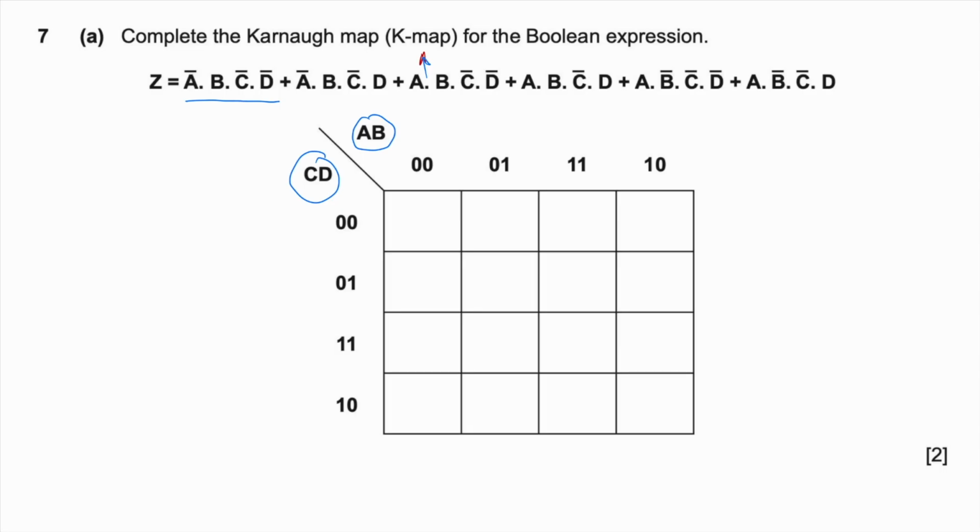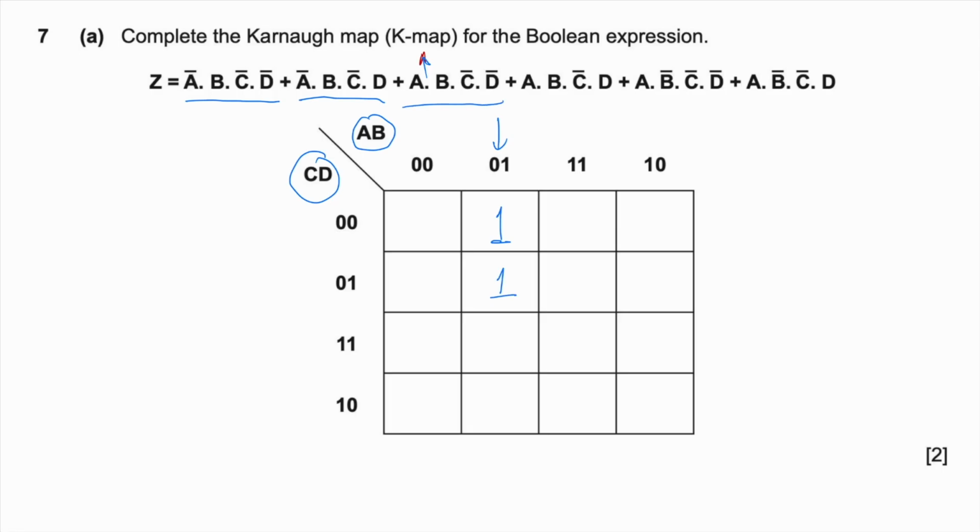So it's going to be in this row right here, and then we have 0, 0 for CD. So we're going to write a 1 right here in our Karnaugh map. And we're going to repeat this process for every single part of this expression. So right here, we're going to have a 0, 1 for AB, so it's still going to be in the same row. And then we're going to have a 0, 1 for CD, so we're going to have a 1 right here.